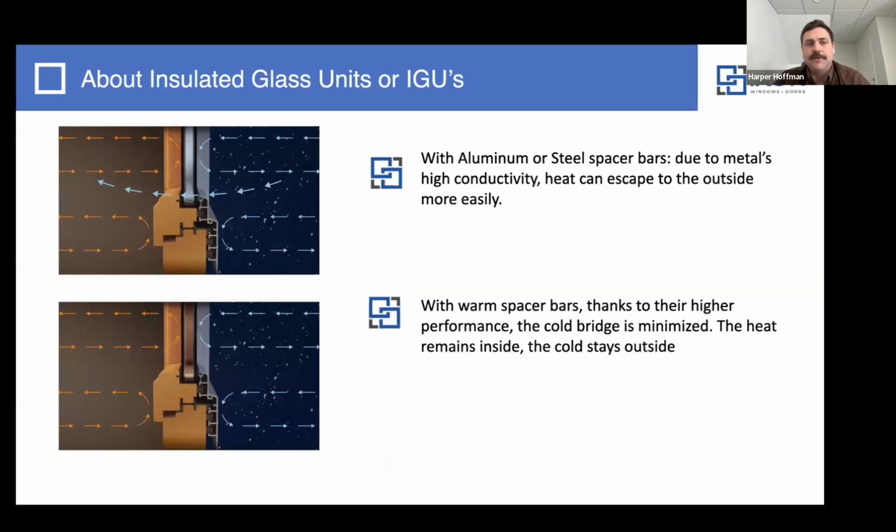This is just a quick slide to show you guys the old spacers that were made out of metals, steel and things like this. And now you have a warm edge spacer on the bottom. So it's going to show you what it does to prevent that transfer of heat from one side of the window to the other. Really does a great job.